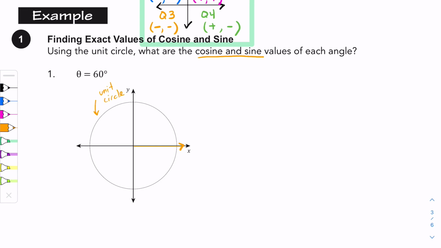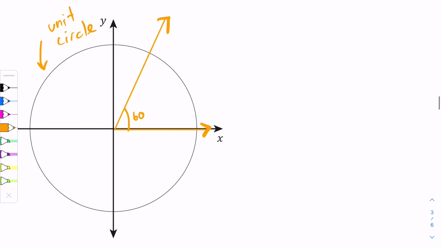So I have my initial side. My terminal side is located at 60 degrees. Okay, so if that's located at 60 degrees, we know that the radius is 1. We know this length here is equal to 1, but we don't know anything else in order to find the x and y value. So when I say x and y value, I'm talking about this point that intersects at the unit circle. We're looking for x and y, but we don't have any other info to do that.